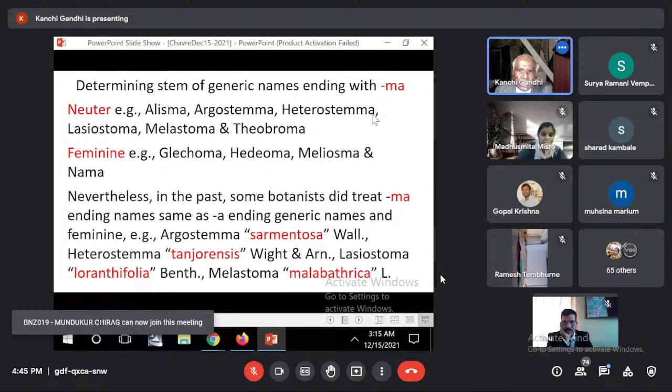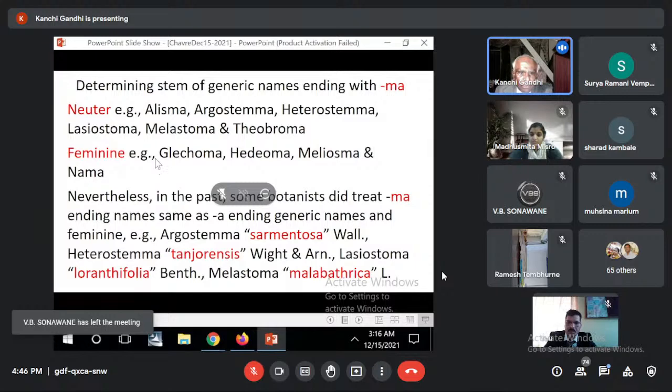Argostemma, Heterostemma, Alisma, every word ending, you know what stoma is. Cap, mouth, vomiting. In all these cases, the terms are neuter. Whereas feminine endings, like Hydnoma, Miliosma, Nama, Glycoma, all these are MA ending, but they are feminine. So one needs to know. One needs to be familiar with the usage of these terms in the Greek language. Now, I already mentioned for our present standard, Argostemma is neuter. So one should not mistake the A ending, it is Argostemma.